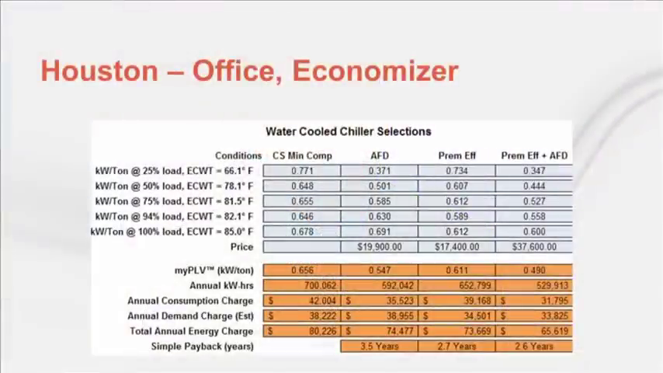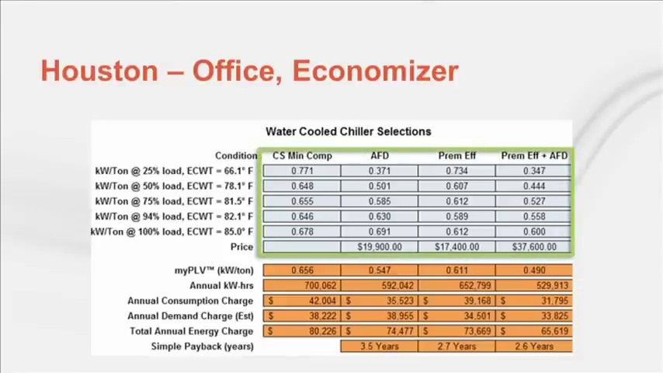Now, using these parameters, let's start with an office building in Houston. This system has an air side economizer per 90.1 2010. We first get the chiller performance values at the various load and entering condenser water conditions. These come from the manufacturer's selection program. We then input that information into the light blue cells.